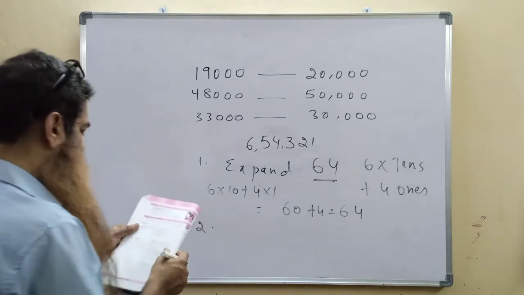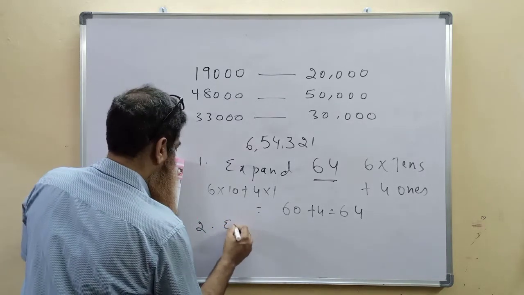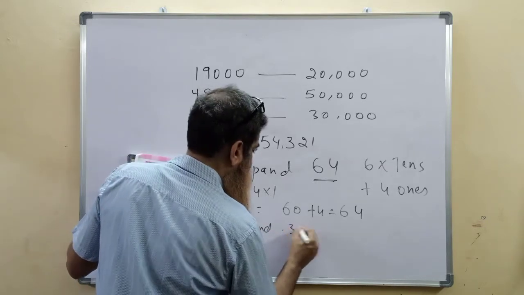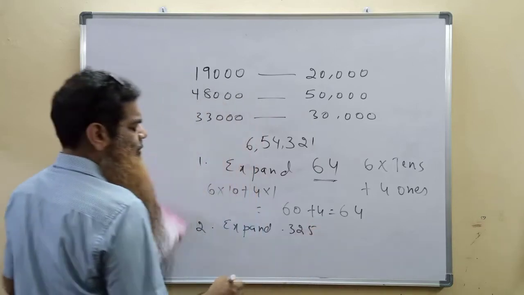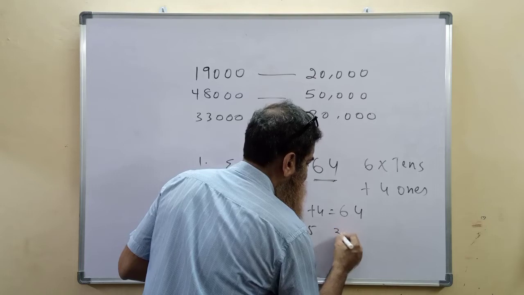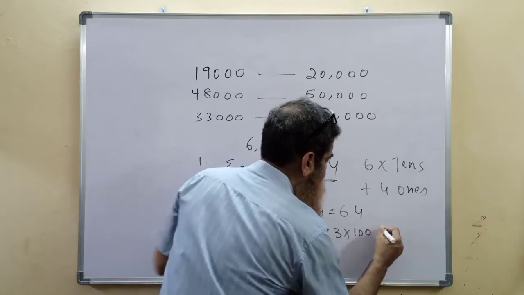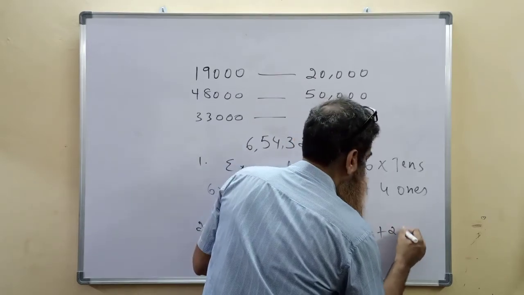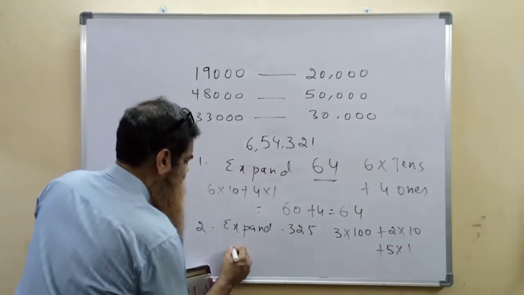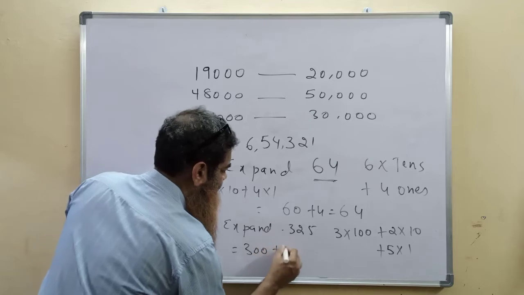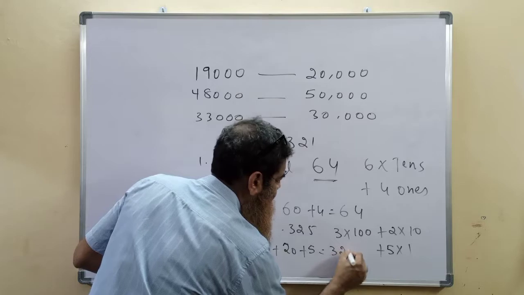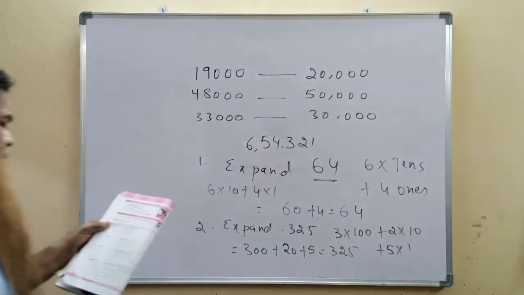Second question in that series, expand a 3-digit number 325. By reading it, we can make out 325. 3 into 100 plus 2 into 10 plus 5 into 1, that is 300 plus 20 plus 5, that is equal to 325.